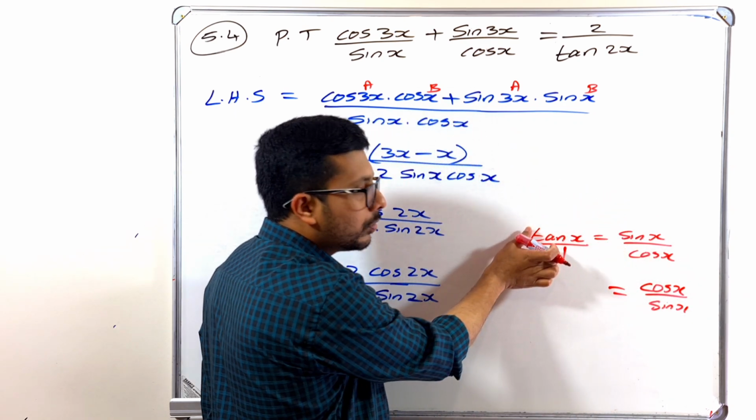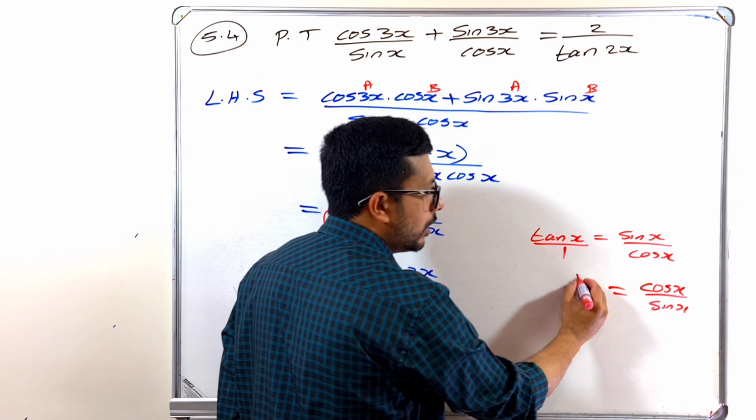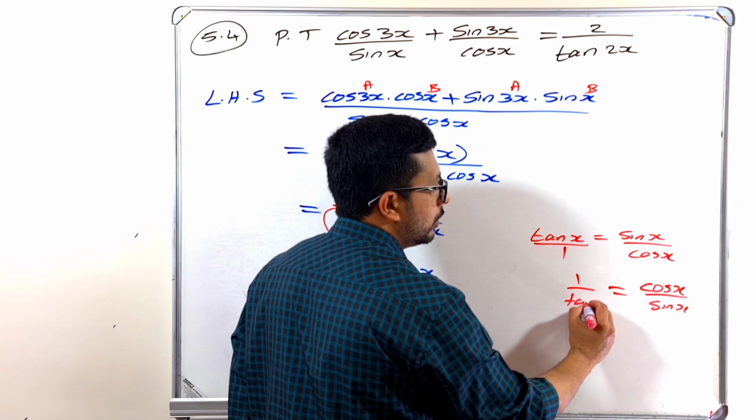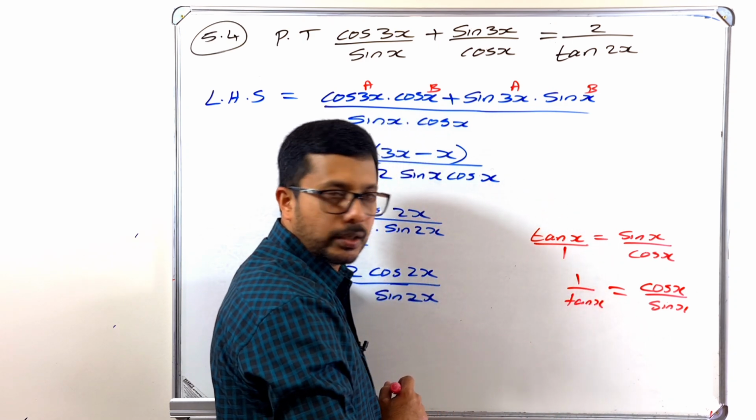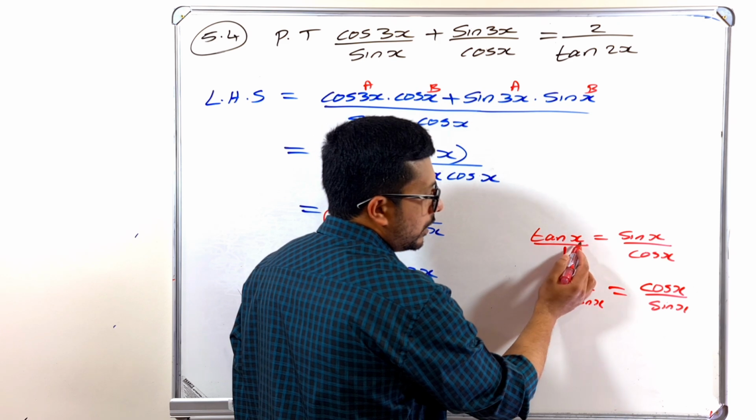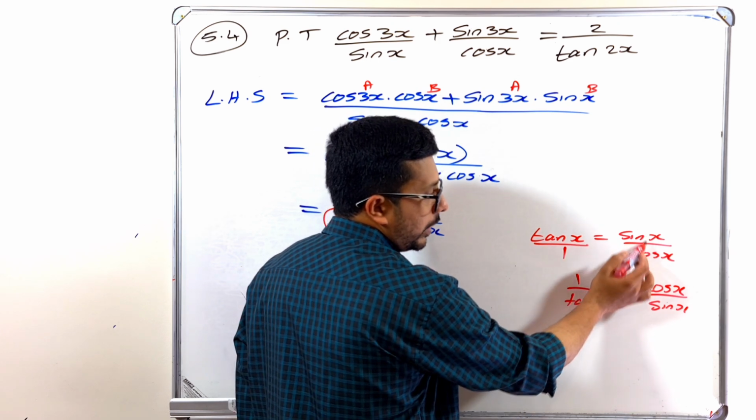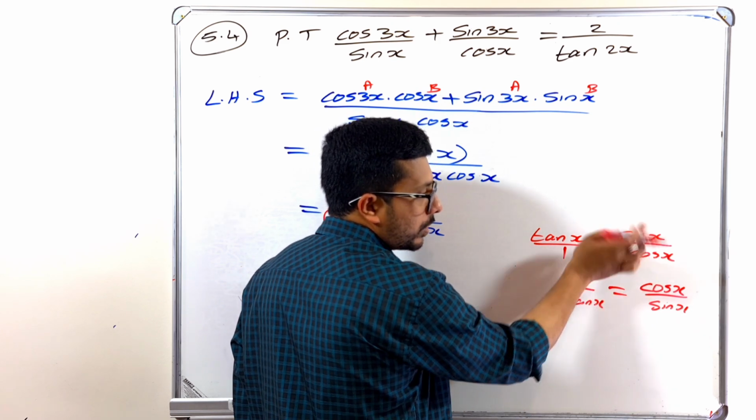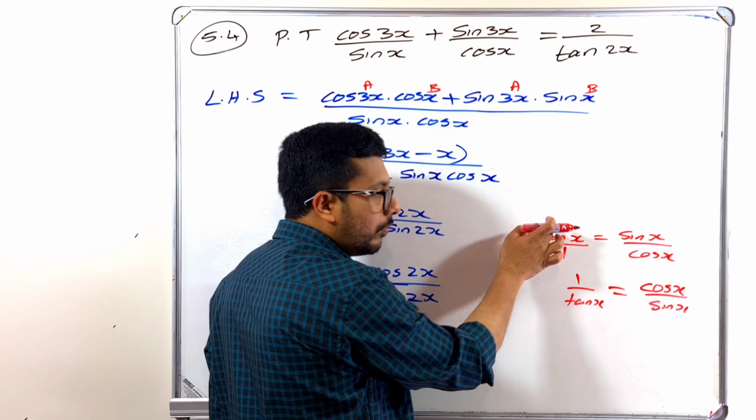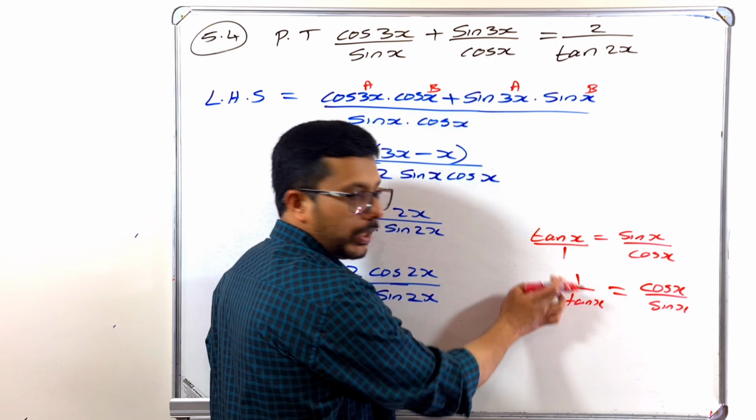So here also I want to write the reciprocal. That means 1 over tan x. Tan x is tan x by 1, so that is sin x by cos x. So if I want to write cos x by sin x, then I want to write 1 by tan x, like this.